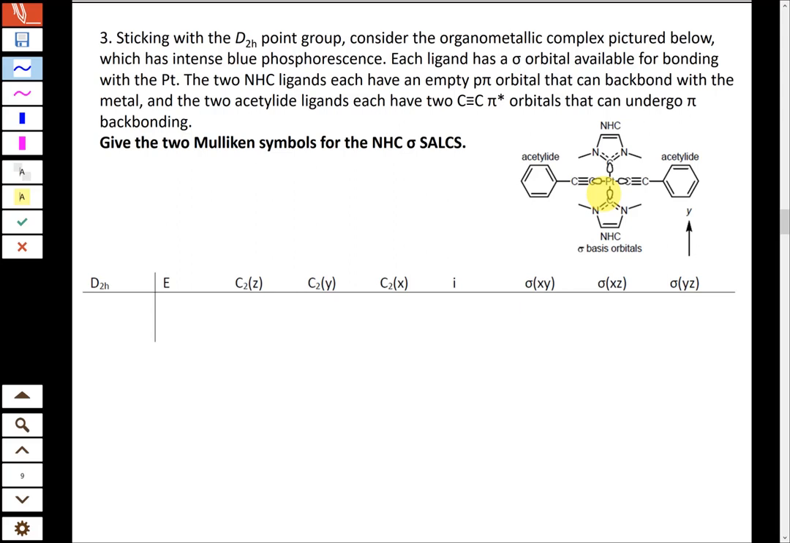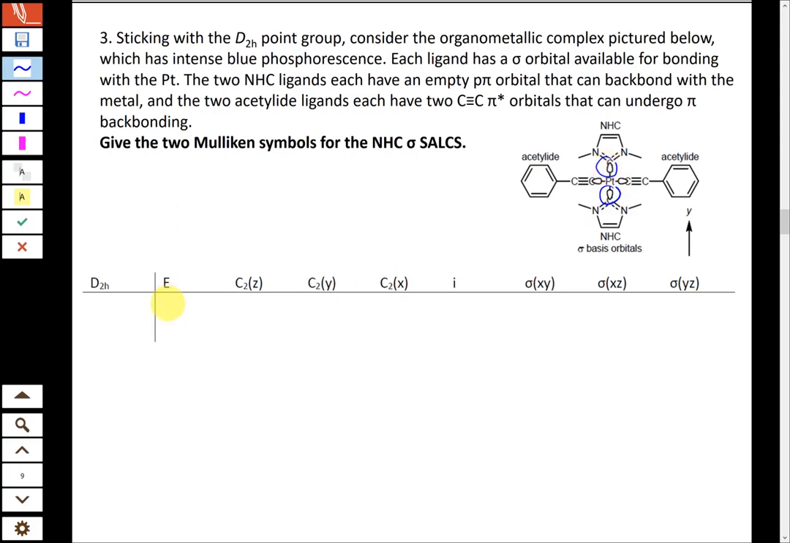Or alternatively, because there's only two orbitals, we could just draw out the in-phase and out-of-phase combinations of those two orbitals. If you have two orbitals, your SALCs are only going to have two possibilities, either in-phase or out-of-phase. And so if you draw those two, you would figure out then the representations for each of those individually. So that's two ways to do it. We'll do it with the characters first. And so if we start with the NHC sigma SALCs, which are those ones and those ones there.